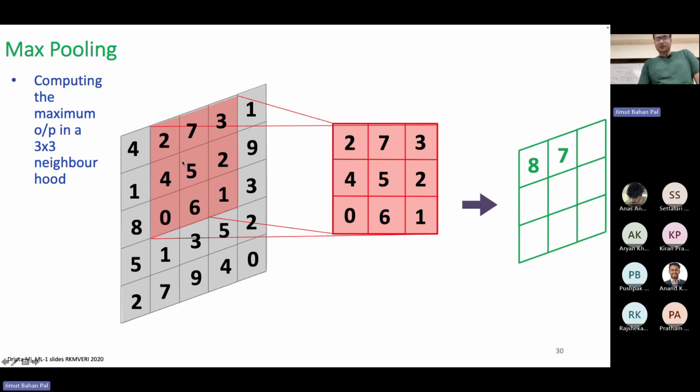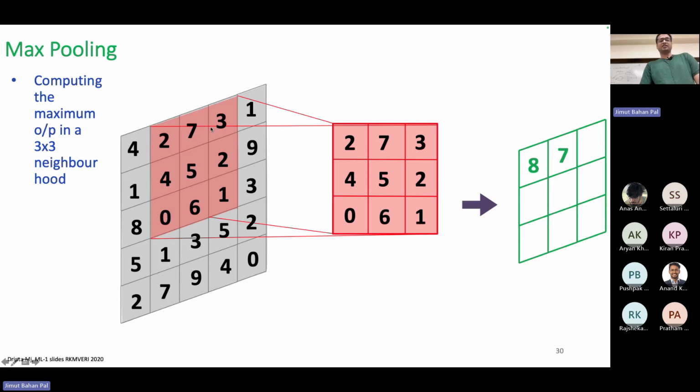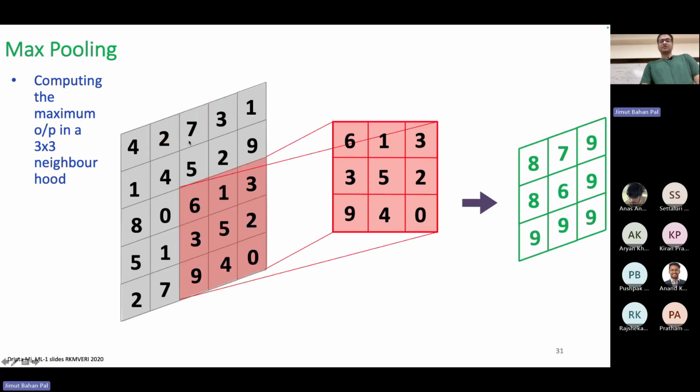So this is the input and we are applying a pooling in a 3x3 neighborhood. We will select a 3x3 patch and the maximum value is around 8. So there will be 8. Then we will shift it because we are using a stride of 1. Again, the maximum value will be around 7. So it will be 7. And this will go on. So these are the feature map.